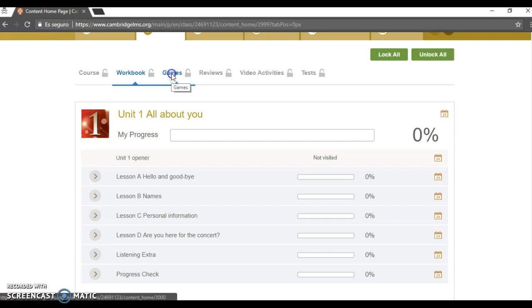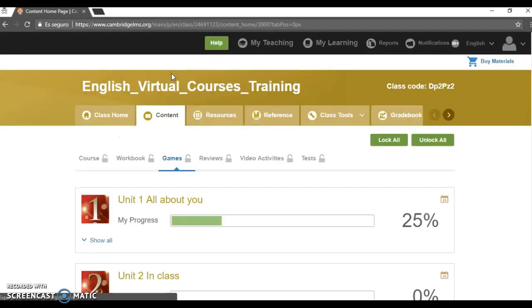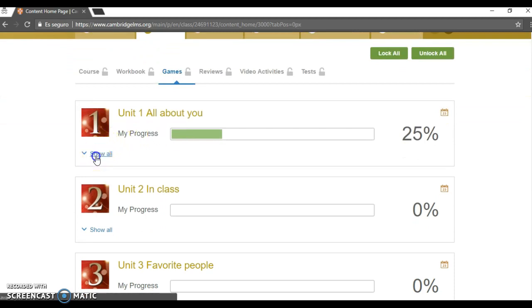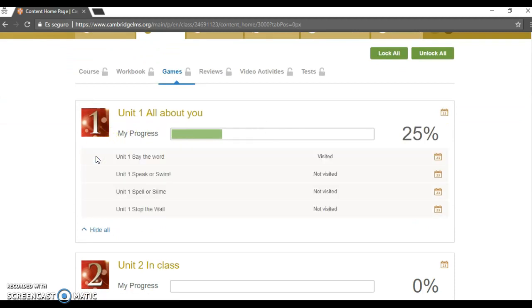We have the games, which are a complement. These games are related to the same information of the unit. For example, here, all of them have animation, and the questions are going to be focused on vocabulary and grammar.